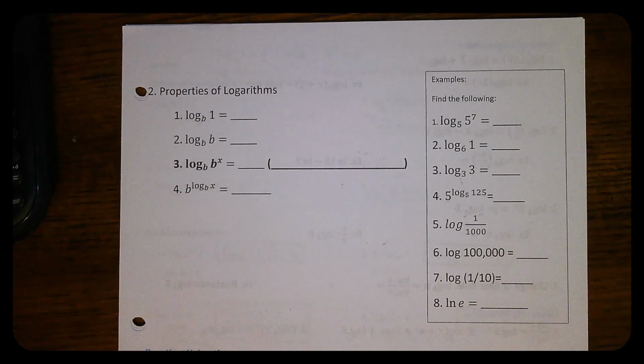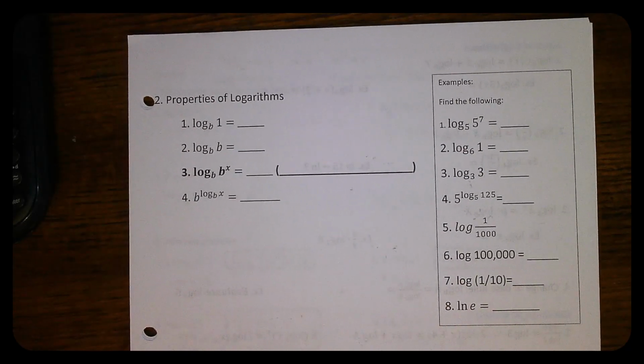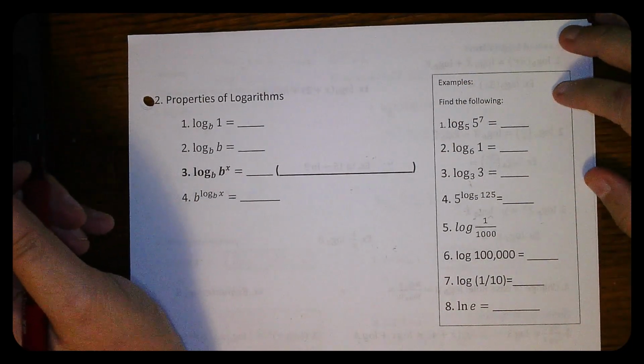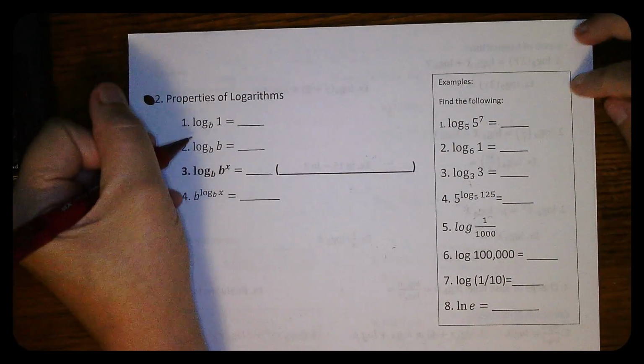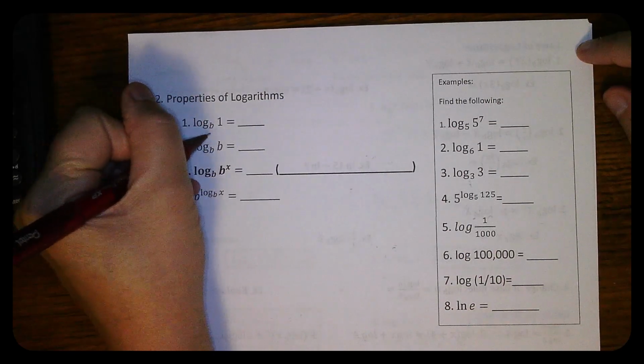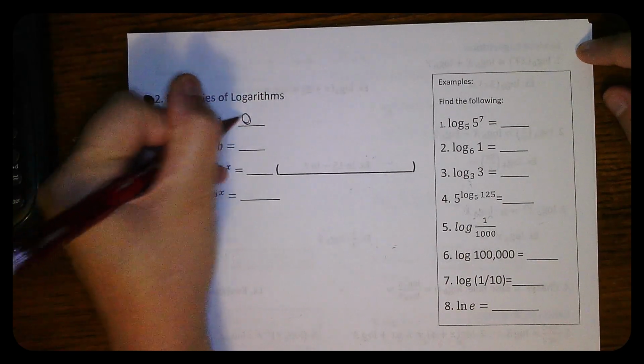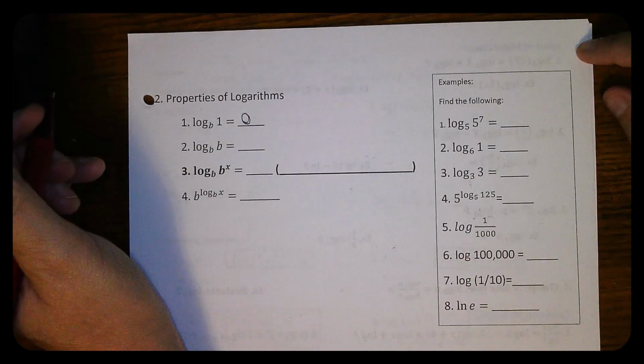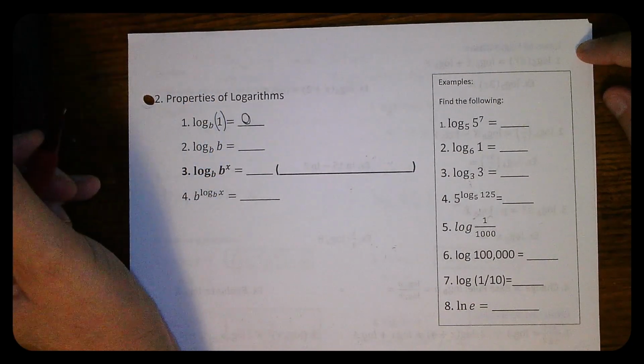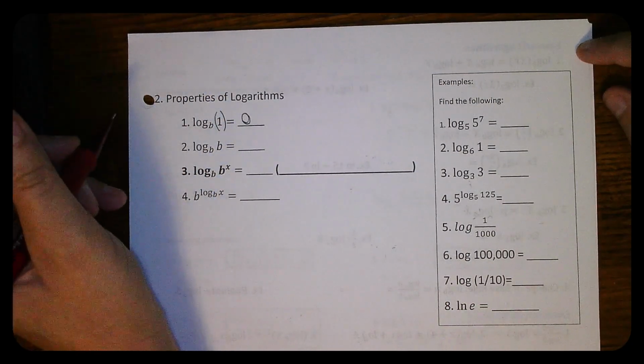Okay, so hopefully you've gotten more comfortable with logs. So now let's talk about more properties of logs. All right, so the first one we talked about, the log base b of 1 is 0. At least I think we've talked about that. So that's something to memorize. Anytime you've got 1 in your argument, the log base b of 1 is 0.